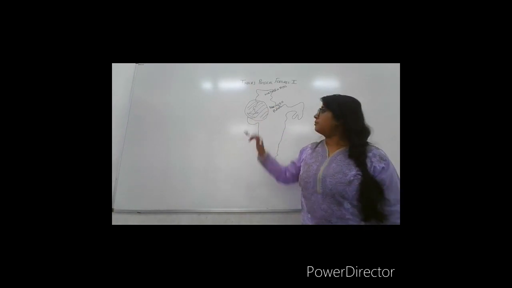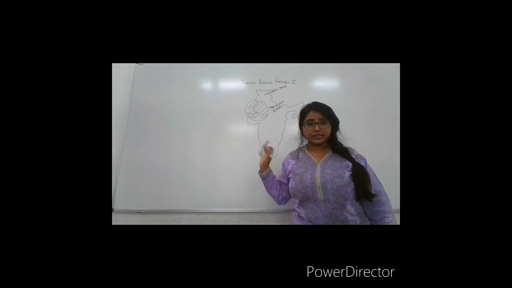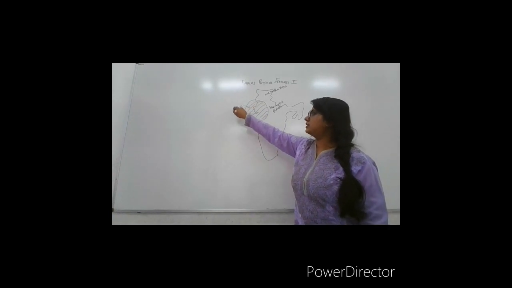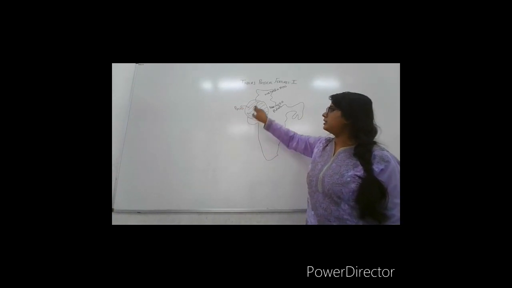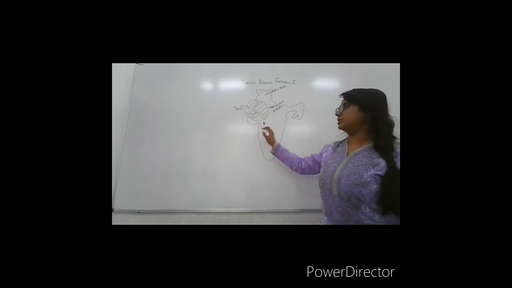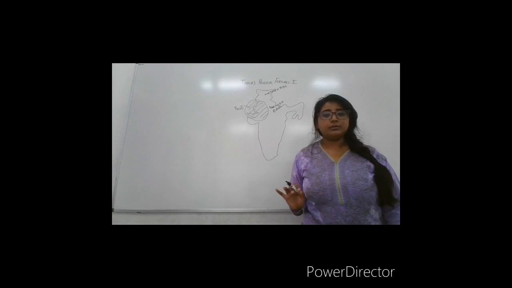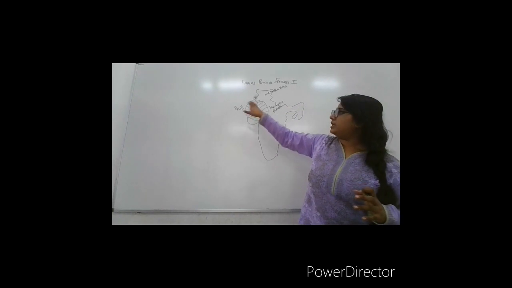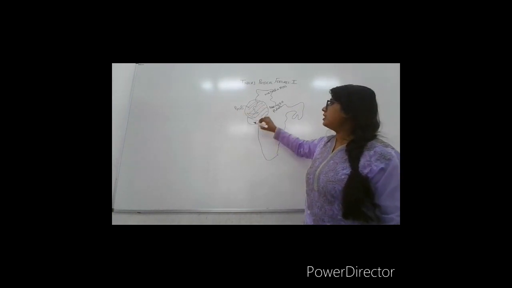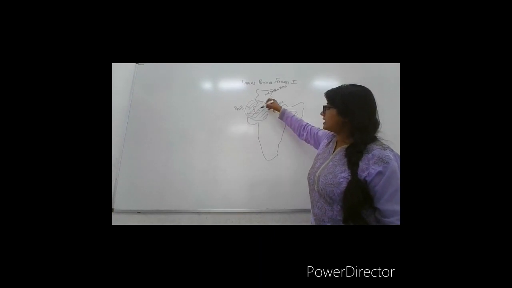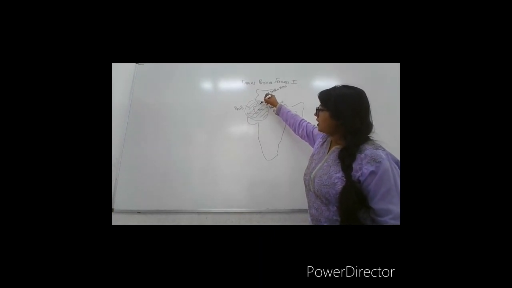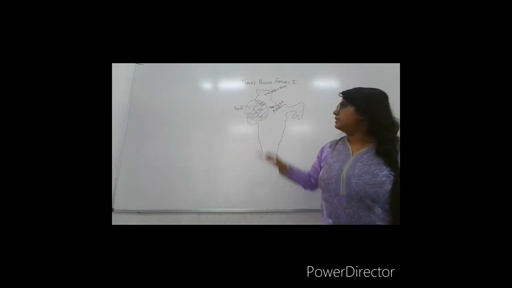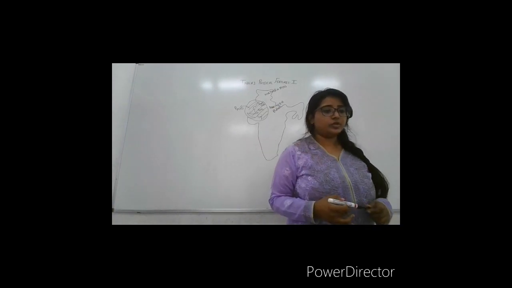The major part of this Thar Desert lies in Rajasthan, a state of India, but it also extends to Pakistan. This is your part of Pakistan and this is your part of India. So the Thar Desert basically makes a natural boundary between India and Pakistan. In India, the desert extends to Rajasthan, Punjab, Haryana and Gujarat. So these are the states where the Thar Desert extends to.